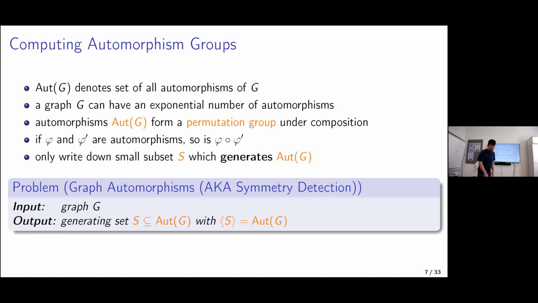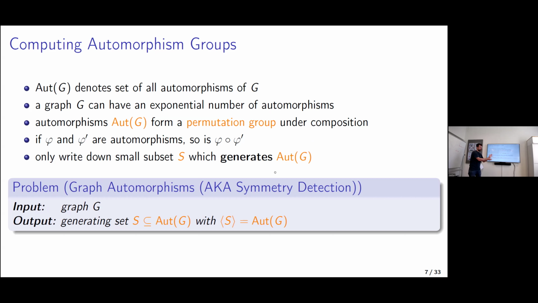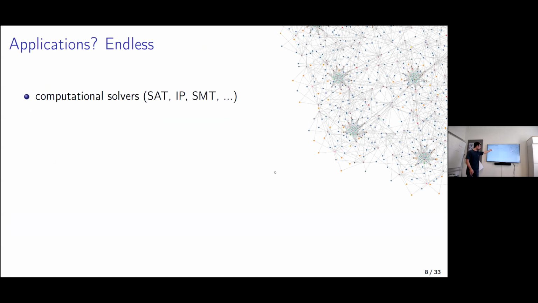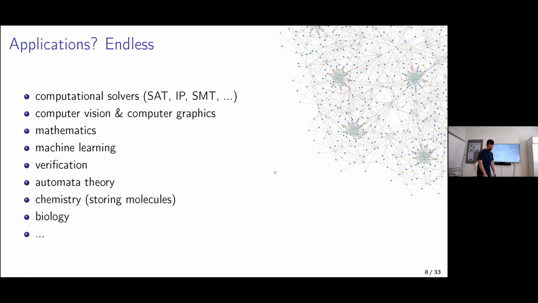And we'll get back to that a lot during this talk. All right, so why should we even care about this problem? So why is this even interesting? If we look at the applications of graph isomorphism, there's actually quite a few. It's used in computational solvers like SAT, integer programming, SMT. It's used in computer vision and computer graphics, in mathematics in general, when you're interested in certain properties, and the list is basically endless. There's lots of applications.